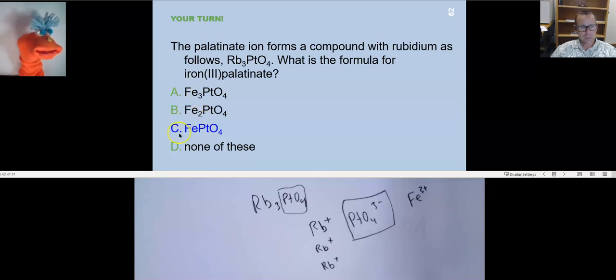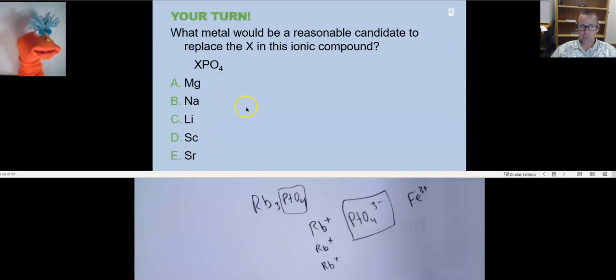Is there 3 irons in this compound? No, there's just one. Is there 3 platinates? No, just one. So the 3 is telling us what? Oh, it's telling us the charge on the iron. That's right. Sometimes people forget and think that this is telling us the number of one of these ions. But it's not. It's telling us the charge on the iron. Okay? All right. What metal would be a reasonable candidate to replace the X in this ionic compound?